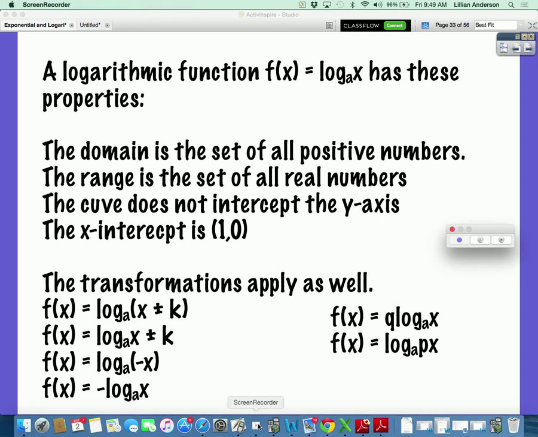Your transformations apply as well. If you're moving left or right, the number is on the inside of the parentheses with the x. If you're moving up or down, you have the log separate from the number. If the negative is on the inside, it got reflected over the y-axis, and if it's on the outside, it got reflected over the x-axis. Then, of course, your normal horizontal and vertical stretching and compressing. Do not forget about those.